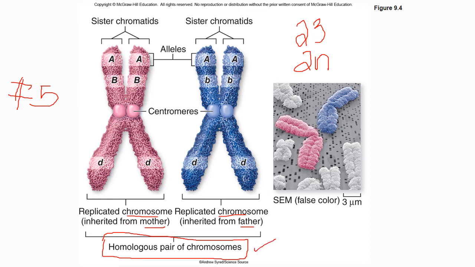Both of them are chromosome 5, but not all of them will be identical. Not everything in that chromosome will be identical between the paternal and the maternal match. What do I mean by that? Well, go ahead and look on the inside of your chromosomes and you're going to see the letters A, B, and D. Those are meant to represent my genes.